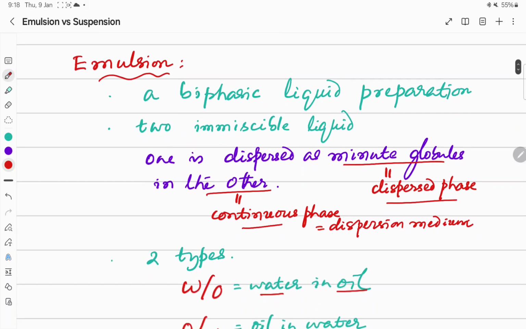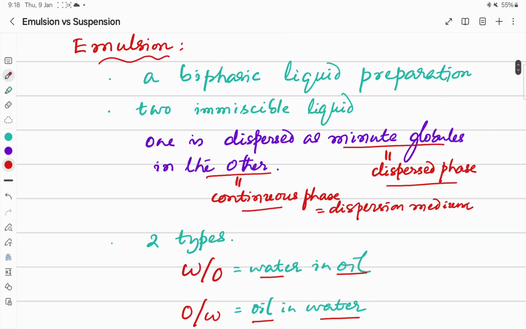So emulsion is a biphasic liquid preparation where two immiscible liquids are there and one is dispersed as minute globules in the other. The phase or the liquid which is dispersed as minute globules is called the dispersed phase, and the liquid in which this dispersed phase is dispersed is called the continuous phase or dispersion medium.